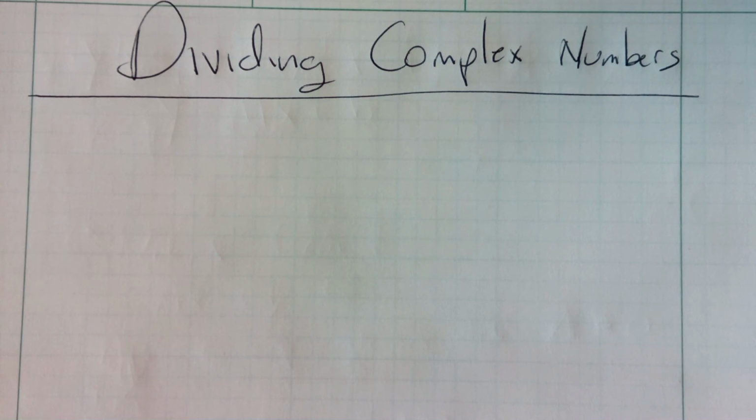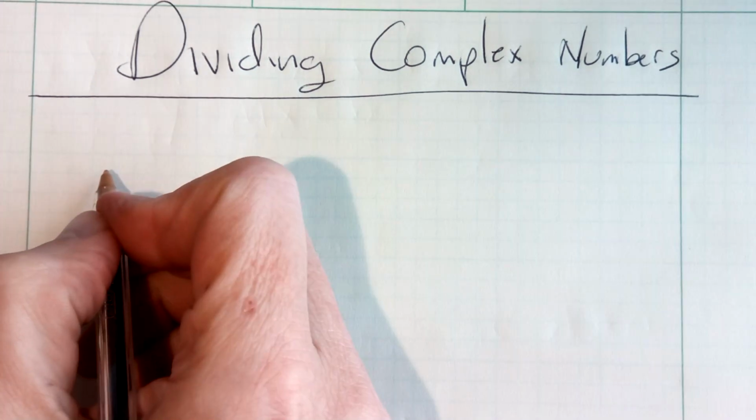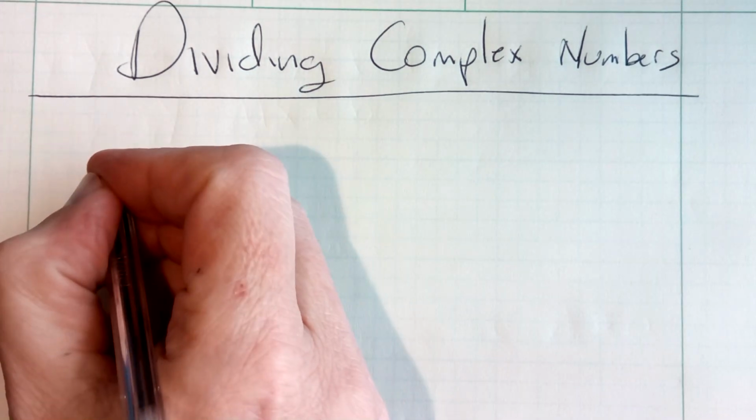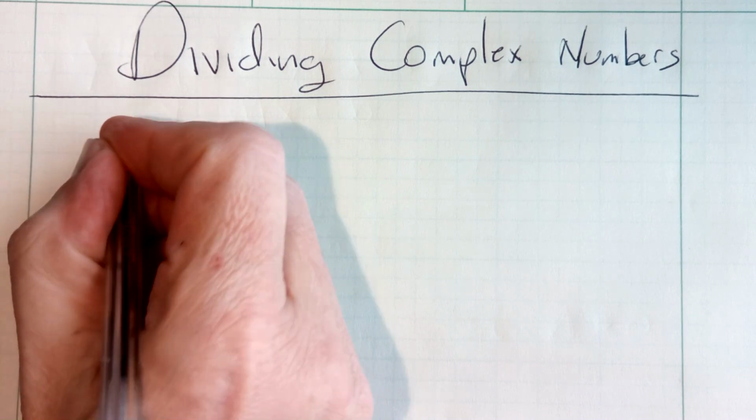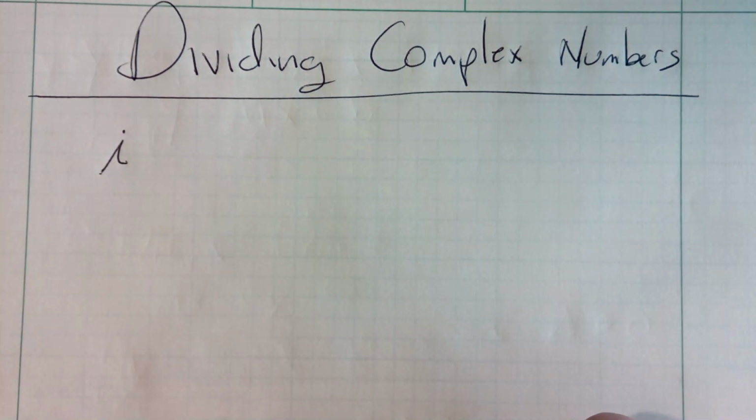Welcome. Today we're going to learn how to divide complex numbers. What I mean by that is we're going to start out very simple. A complex number in general will have an i, but it doesn't have to have an i. Real numbers are considered a subset of the complex numbers.